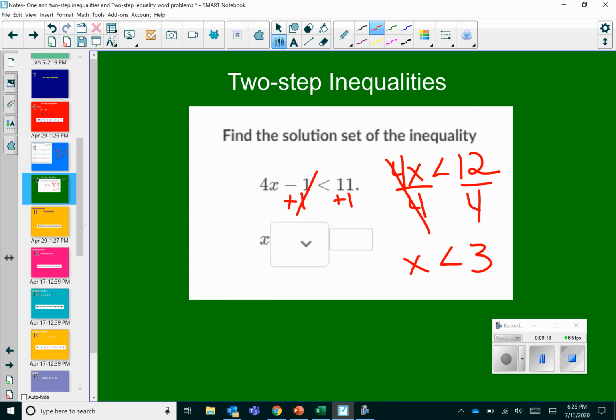So you can see in this type of problem, they're giving you a drop down. So you're going to have to choose which symbol it should be, which would be less than. And then you would just type your solution in, which is 3.